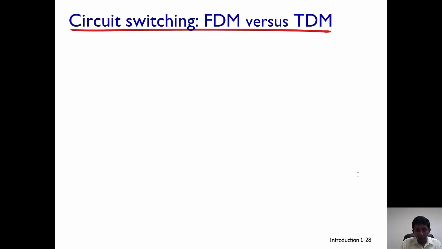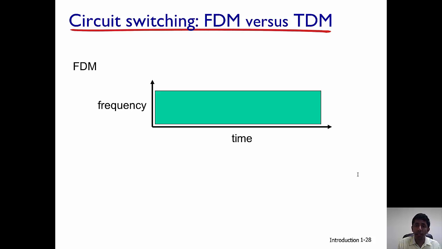The two methods to implement circuit switching are frequency division multiplexing and time division multiplexing. So as I just mentioned, in a circuit switch method, you have to allocate resources between the two hosts which have to communicate. The first question is, what is this resource? The resource can either be time or frequency.